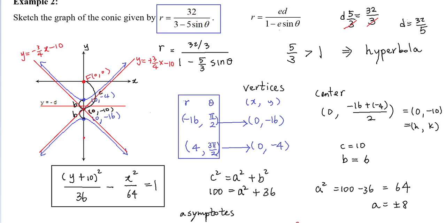But D, this line right here, is on the negative y-axis. So the equation of the directrix will be y equals negative 32 over 5.